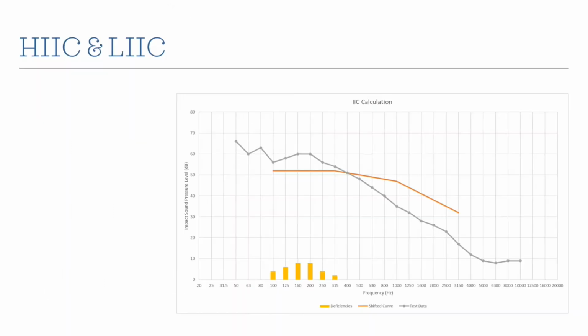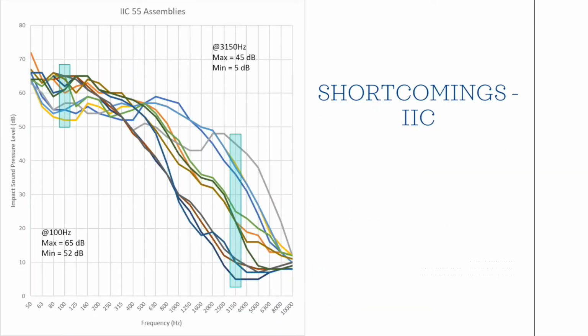If we look at the high frequencies at 3,150 hertz, it's an even bigger range. We go from a minimum of 5 dB, barely above the threshold of hearing, to a maximum of 45 dB, so a 40 dB range. So if you could go into the room and stand below and listen to the impacts on each one of these assemblies, they would most likely sound very different, but they all get the same IIC rating.